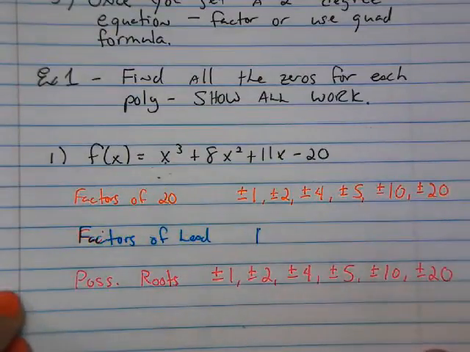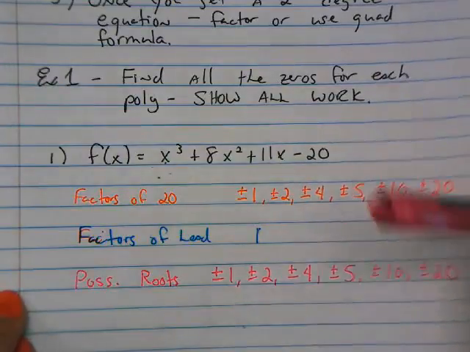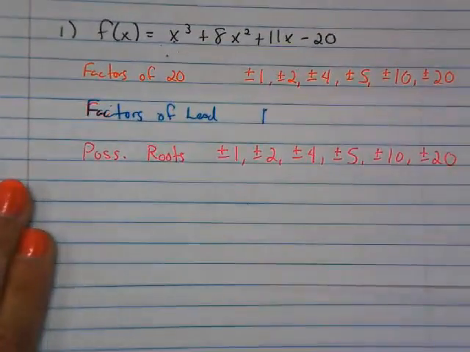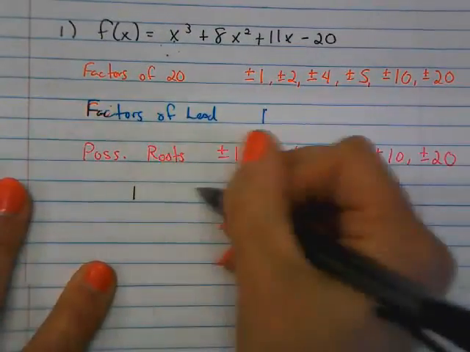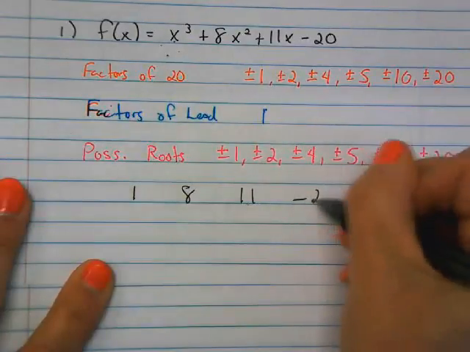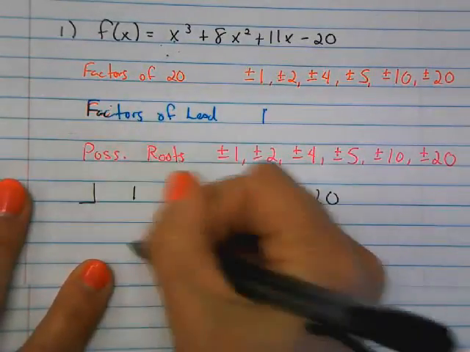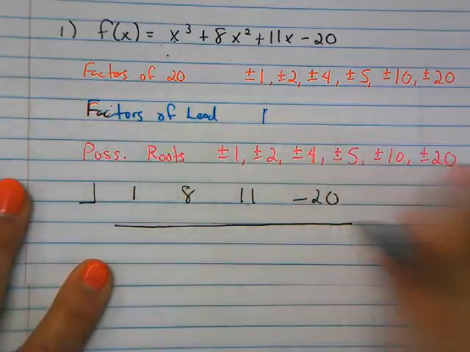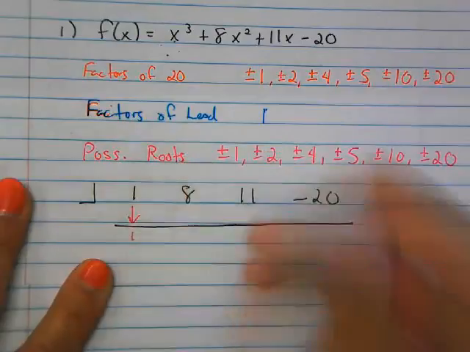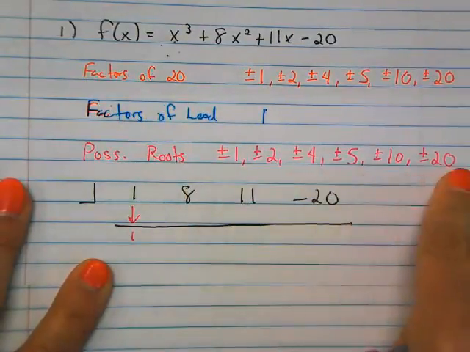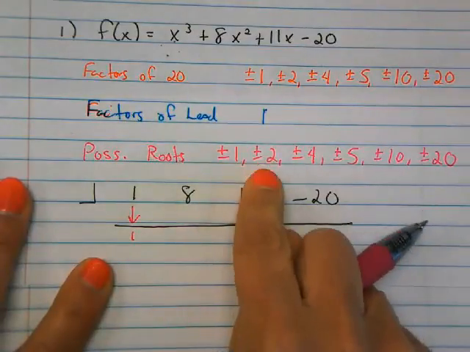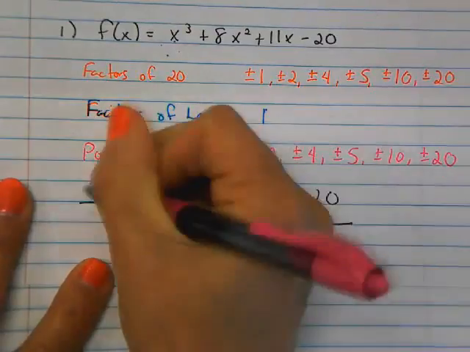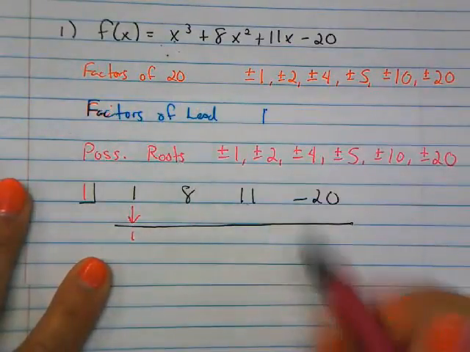Alright, so far so good. Now what we do is trial and error. Sometimes you get lucky, sometimes you don't. For trial and error, I am going to use synthetic division. Quick review: write down your terms. So I have 1, 8, 11, negative 20. Bring down the 1. Now you pick wherever you want to start. I normally start with positive 1 and work my way through: positive 1, negative 1, positive 2, negative 2, positive 4, negative 4. The hope is you find one real quick that works.